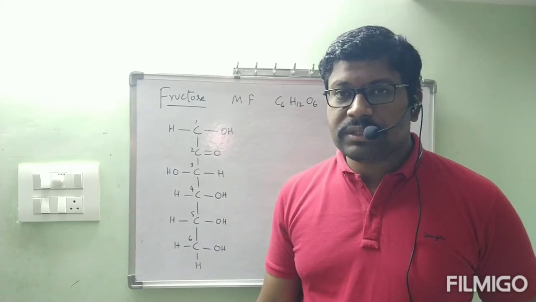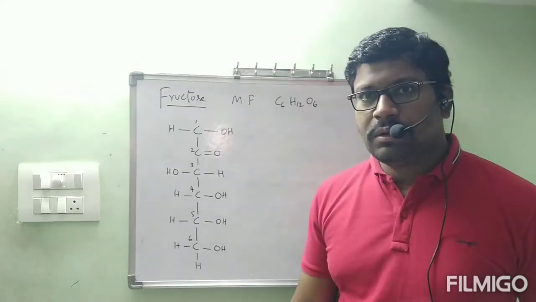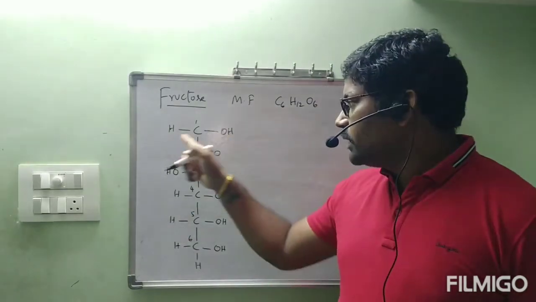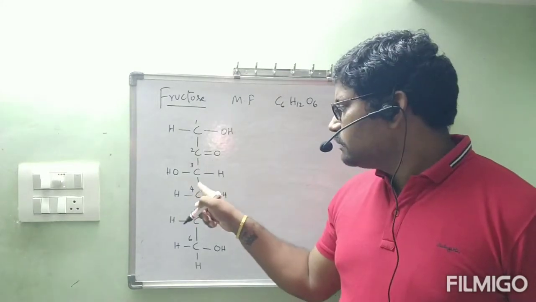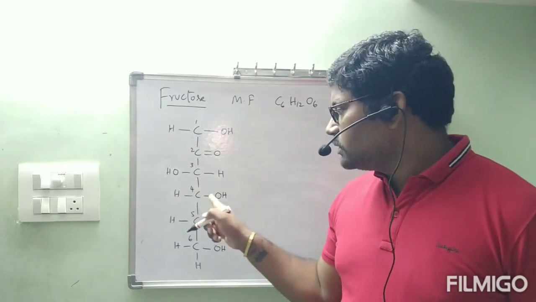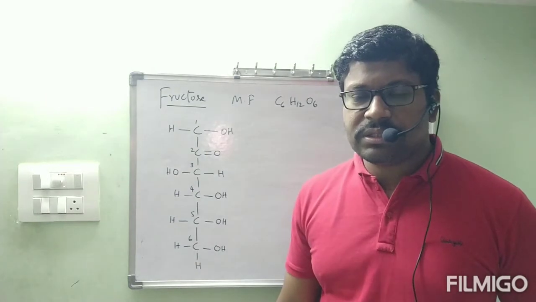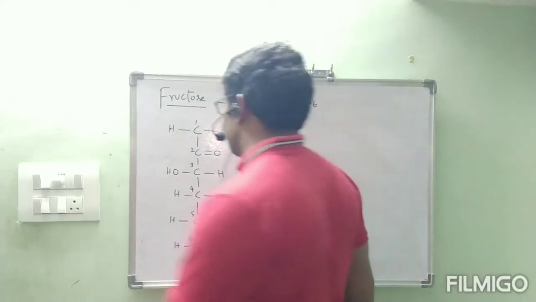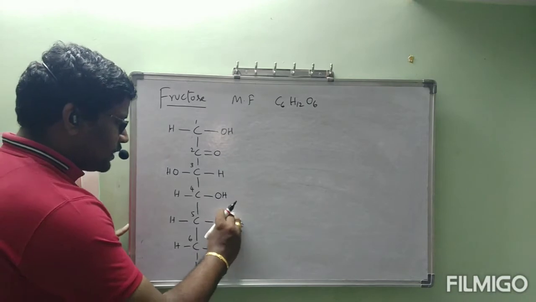Now we have to see the closed structure of fructose also. First carbon CH2OH, second carbon C double bond O. Third carbon, H on the right side, OH on the left side. Fourth carbon, OH on the right side, H on the left side. Like that we have written the structure of fructose. Now how are we going to draw the closed structure of fructose? Let us see that. Fifth carbon and second carbon.